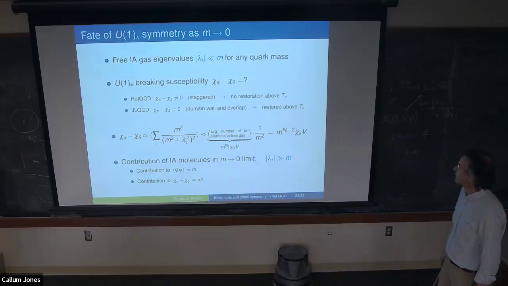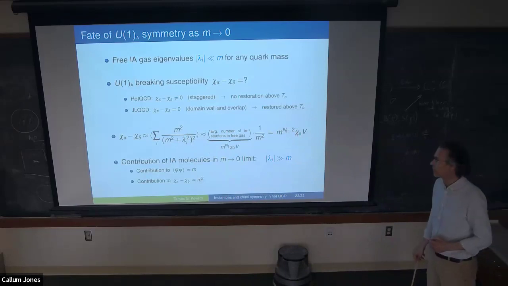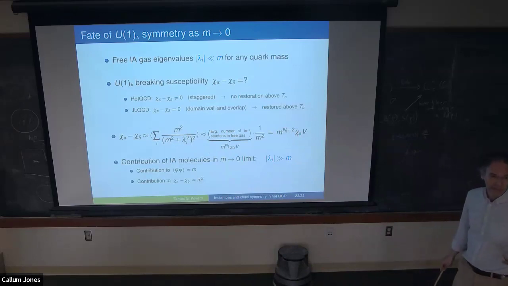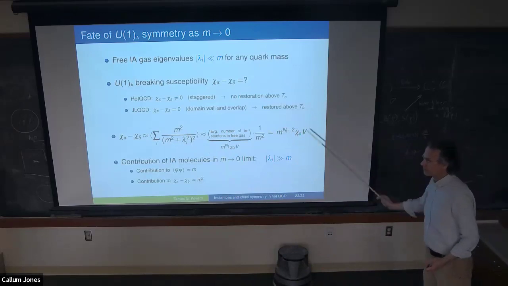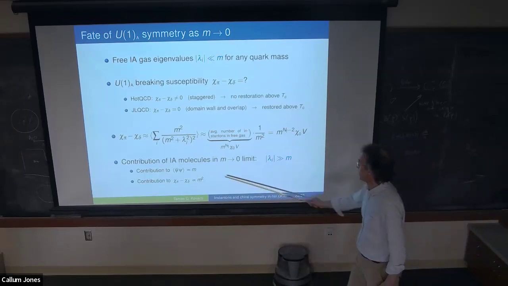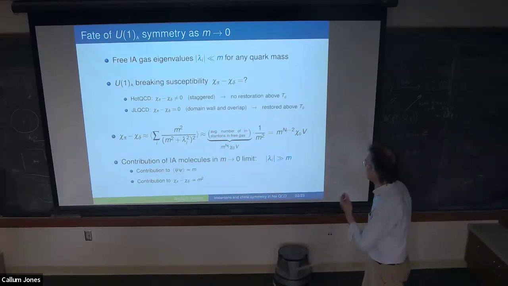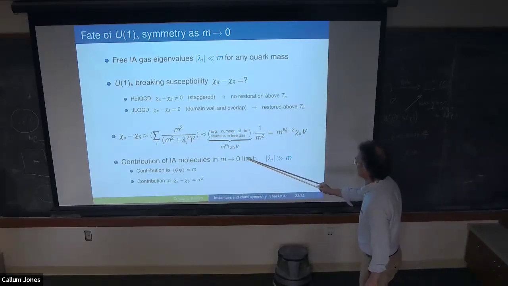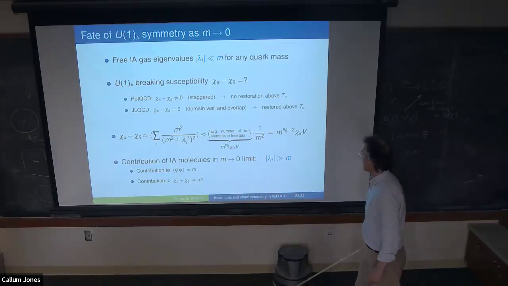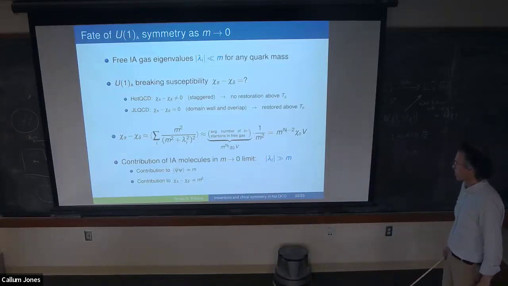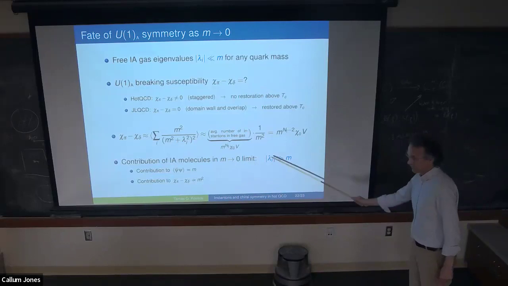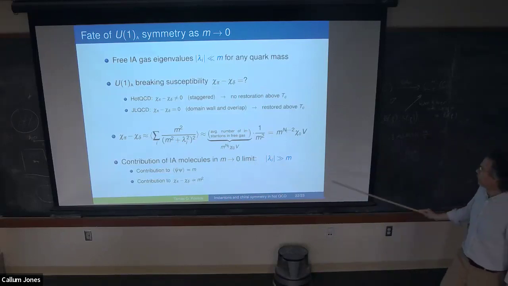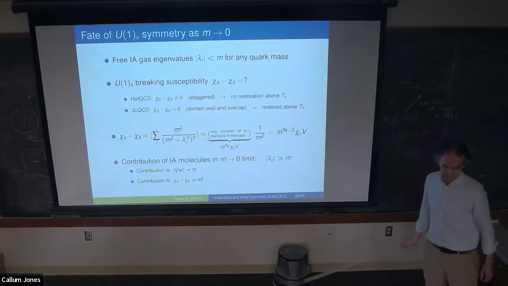So this is a result on a laptop and not on supercomputers. If you believe this model, then this is what you get. And there is a small contribution from the instanton and anti-instanton molecules in the m goes to 0 limit, but it is numerically small. So, for example, it doesn't influence this result.